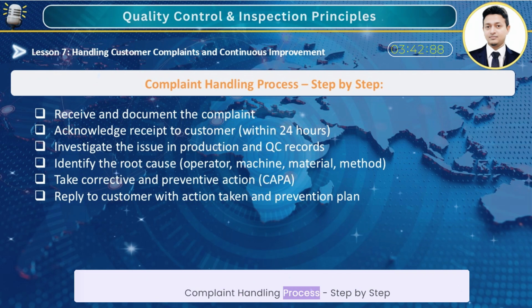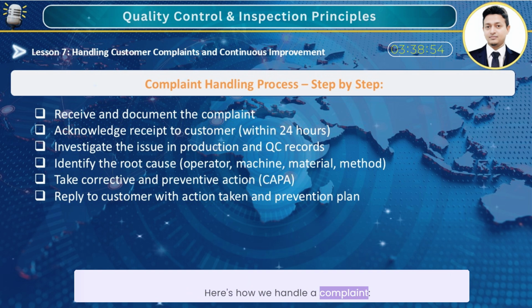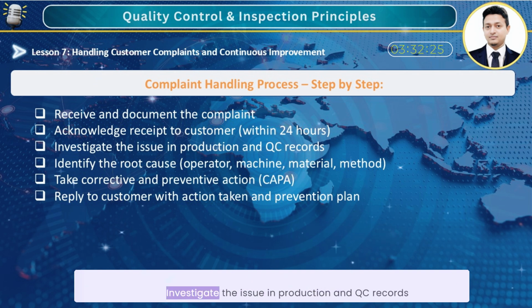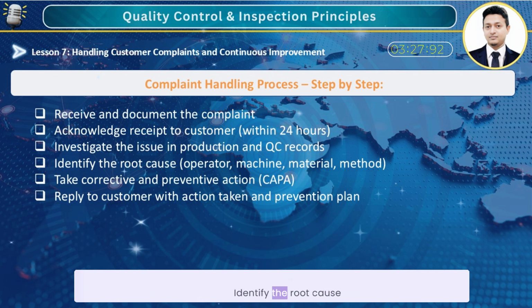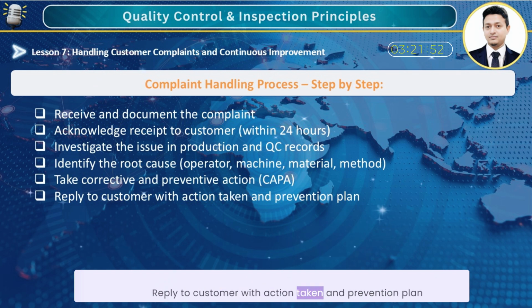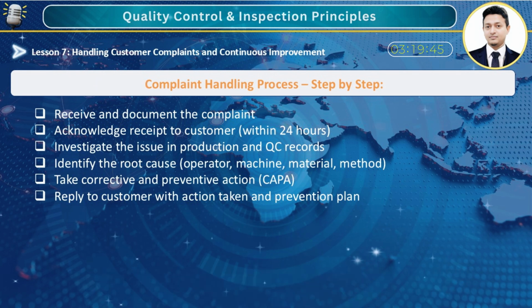Complaint handling process, step by step. Here's how we handle a complaint. Receive and document the complaint. Acknowledge receipt to the customer. Investigate the issue in production and QC records. Identify the root cause. Take corrective and preventive action. Reply to the customer with action taken and prevention plan.